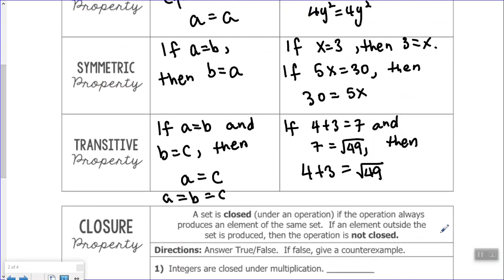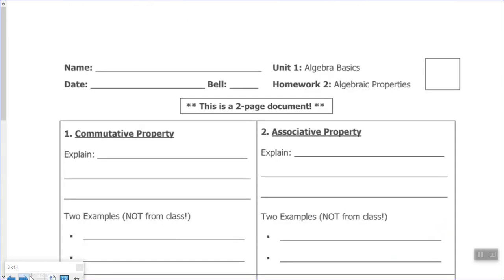So now go to the next page and do the practice. You have to list. You have to explain its property. You can use your notes, and I want you to write 2 examples. Now from class, I want you to come up with your own examples for its property. And after you finish this worksheet, raise your hand and ask me to check your answers.